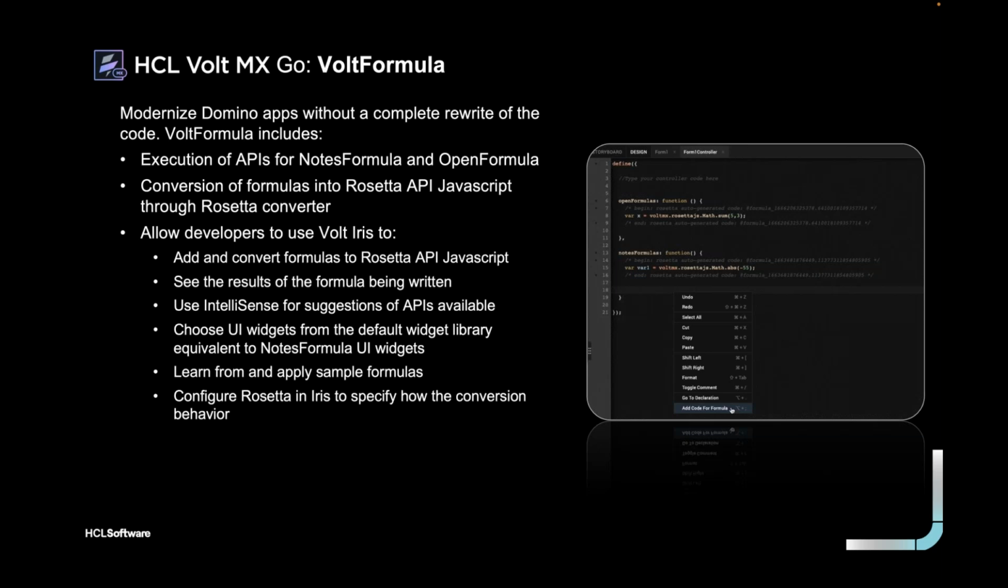So we ensure that the logic that you have in the Notes formula can run as is, right? And so what we do, I'll show a demo of this shortly as well, is basically take the formula as is and let people reuse that logic. You can even edit, create new formulas from within the Iris IDE, and we automatically, using Rosetta APIs, convert it to JavaScript and run it, right?